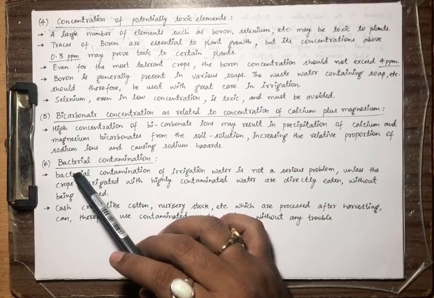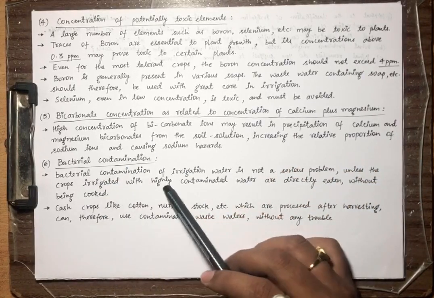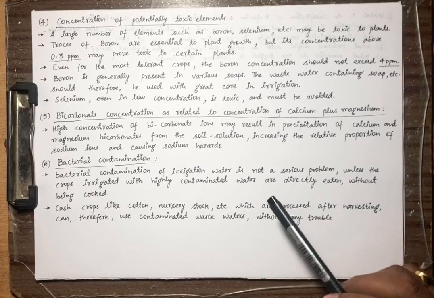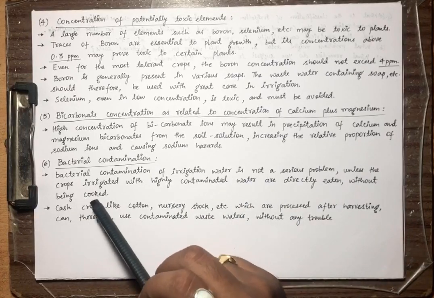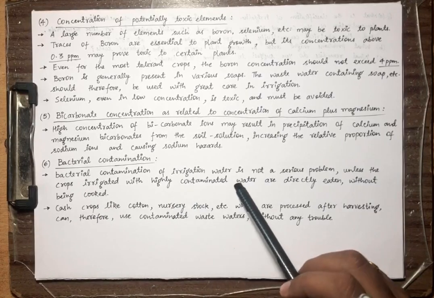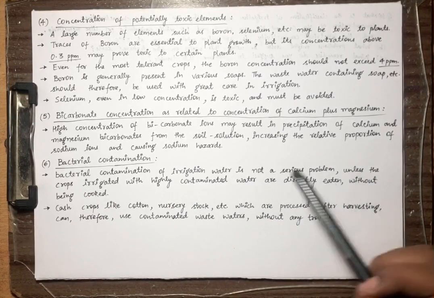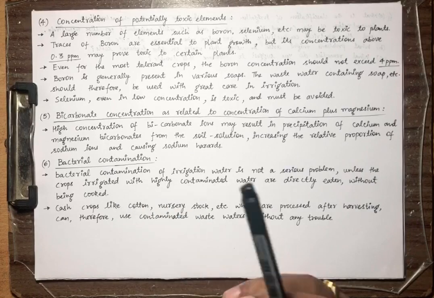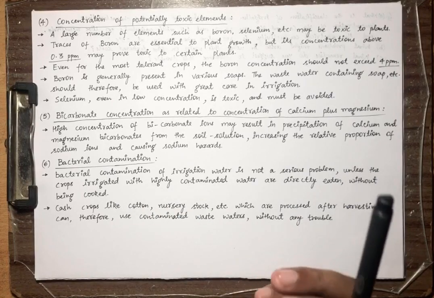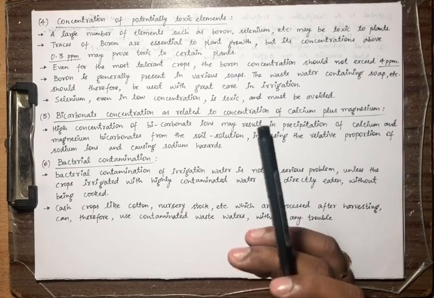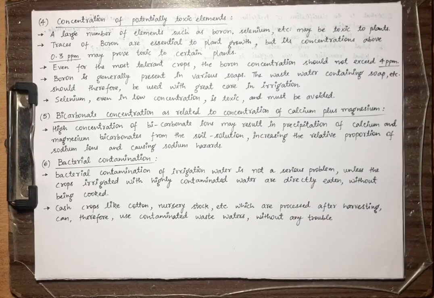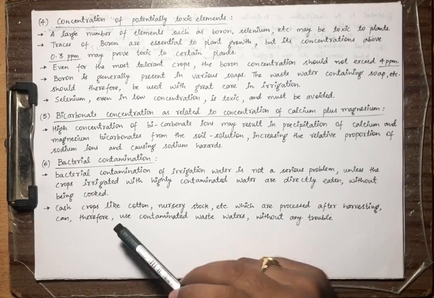The last one is bacterial contamination. Bacterial contamination of irrigation water is not a serious problem unless the crops irrigated with highly contaminated water are directly eaten without being cooked. If the crop is irrigated with water with bacterial contamination and it can be eaten directly without being cooked, that is not good. So we have to take care.